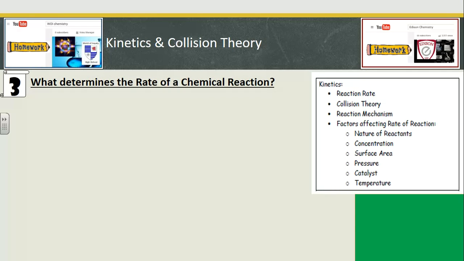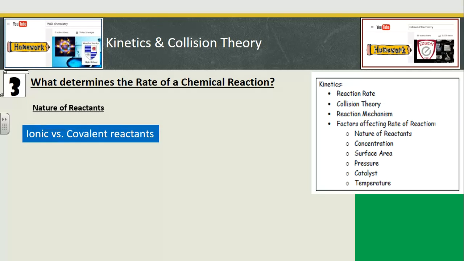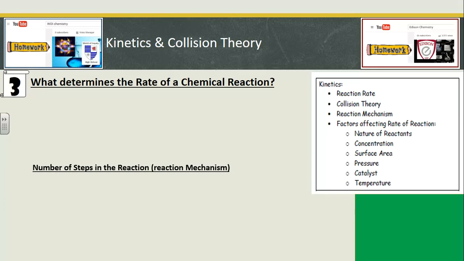Here's kinetics, reaction rate, collision theory, reaction mechanism, factors affecting the rate of reaction. We've got 6 factors, okay? Nature of reactants. Well, ionic compounds react faster than covalent compounds. That is just the nature of the different classes of compounds, okay? Ionics faster, covalents slower.